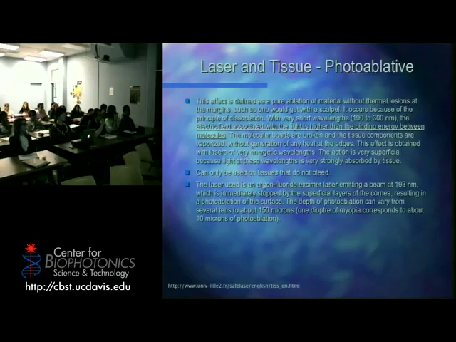So they end up using a lot of times a laser at 193 nanometers. And based on the amount of energy that they deposit, they can control the depth of destruction, the depth of ablation, from a few microns to about 150 microns.